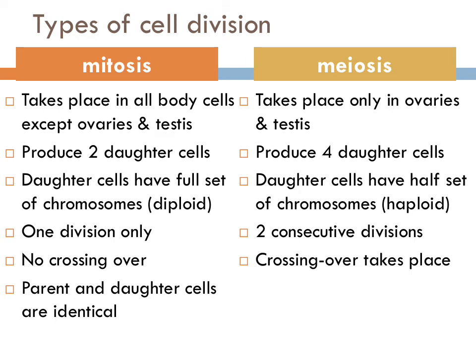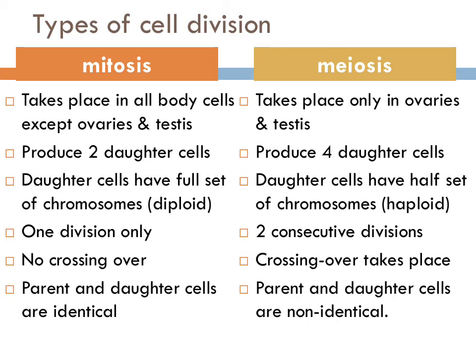The parent and daughter cells in mitosis are identical. Exactly the same information is present. The same number of chromosomes are present. If I have two cells that are produced by mitosis, you cannot tell the difference between them at all. But in meiosis, the parent and daughter cells are not identical.